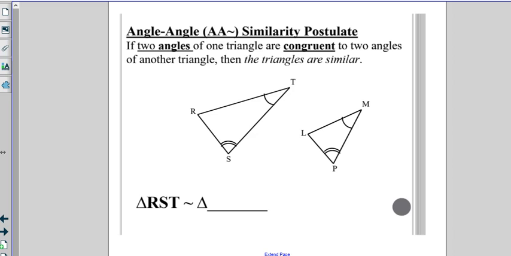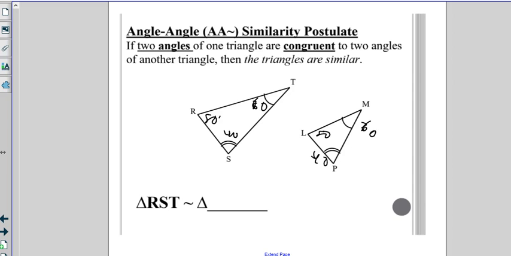Why is that? Well, let's just say that this was 40, and this was 40. And let's say this was 30, and this was 30. Let's make it 60. Okay? That would mean there's 80 left here, and there's 80 left here. So all 3 angles are the same. Okay? You only need 2 of them because the third one has to be the same.